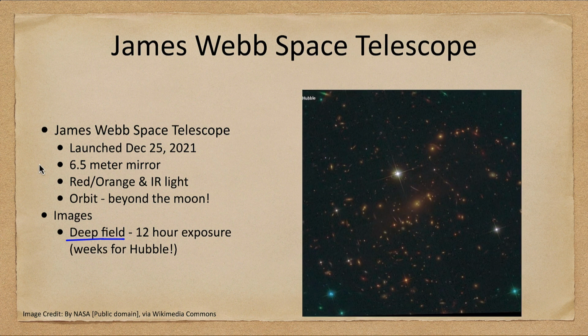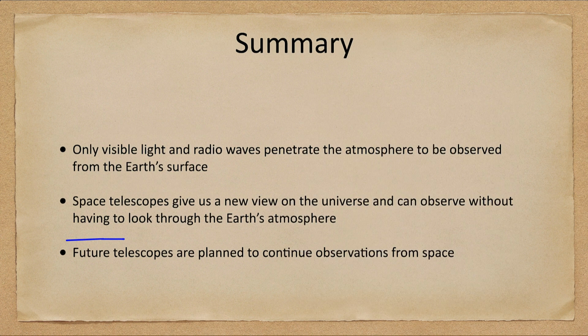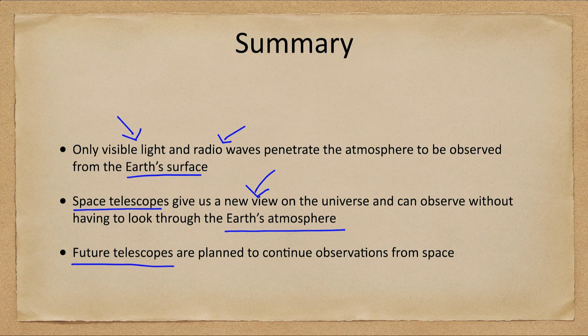So let's go ahead and finish up with our summary. What we looked at this time was that the only light that gets through is the visible light and radio waves. Those are the only two that penetrate Earth's atmosphere and can be seen from the surface. Yes, you can do some infrared, but for the most part, this is what you can observe. Space telescopes give us a new view on the universe and can observe without having to look through the distorting effects of Earth's atmosphere. And there are still future telescopes that are planned that will again improve this, with James Webb just having been launched not all that long ago.